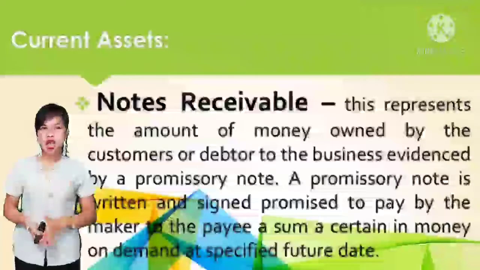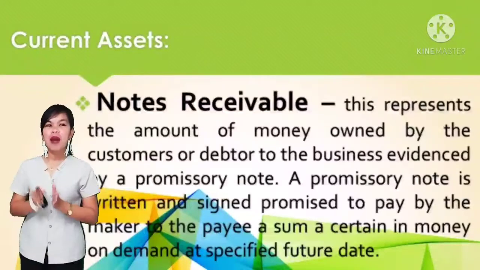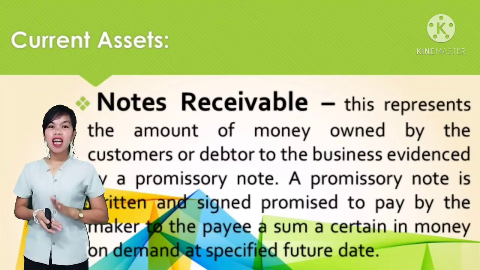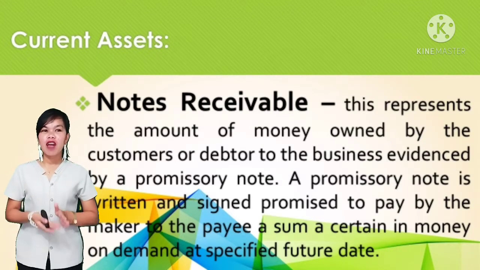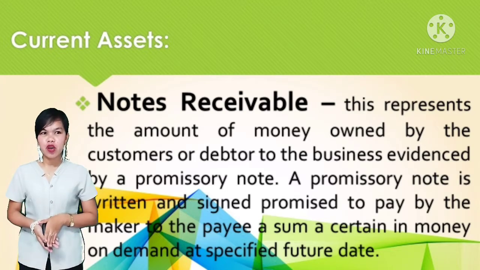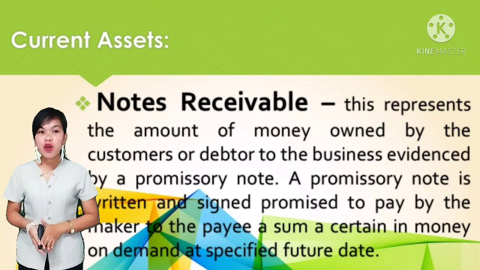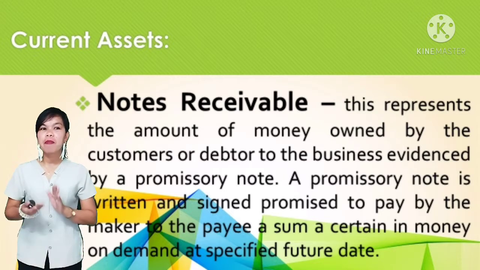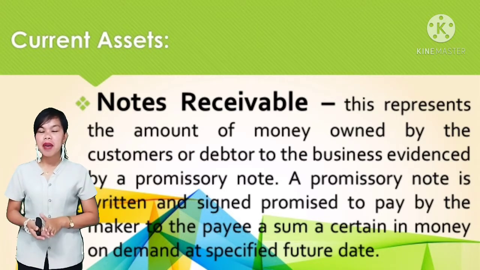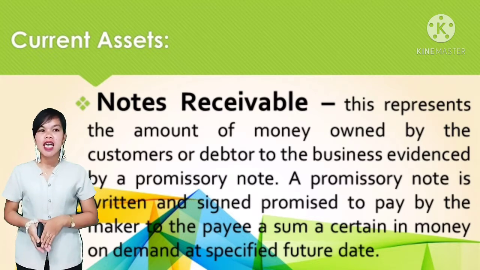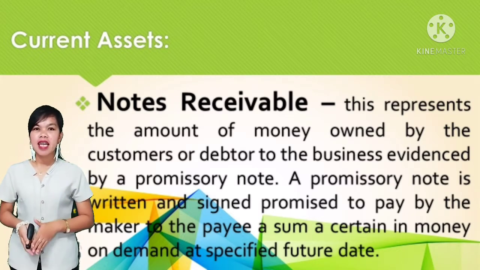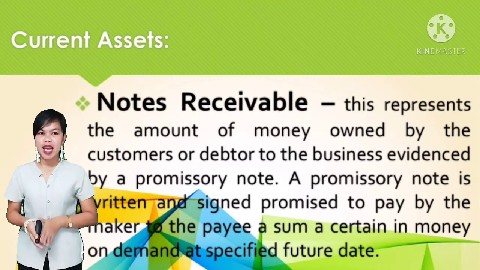Notes receivable. This represents the amount of money owed by the customers or debtor to the business evidenced by a promissory note. A promissory note is a written and signed promise to pay by the maker to the payee a sum certain in money on demand at a specified future date.